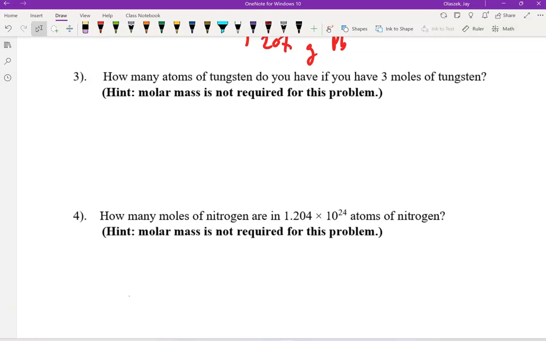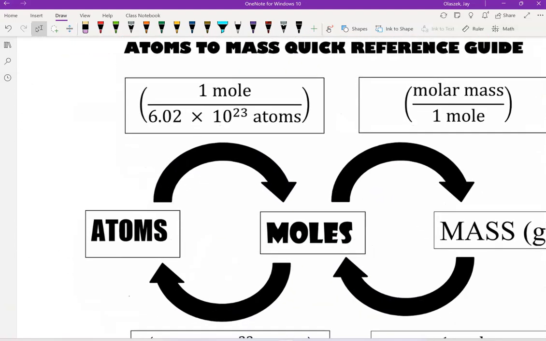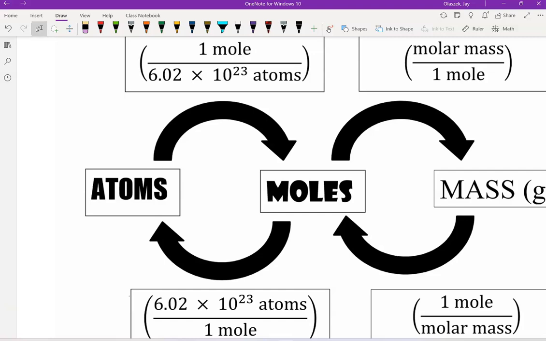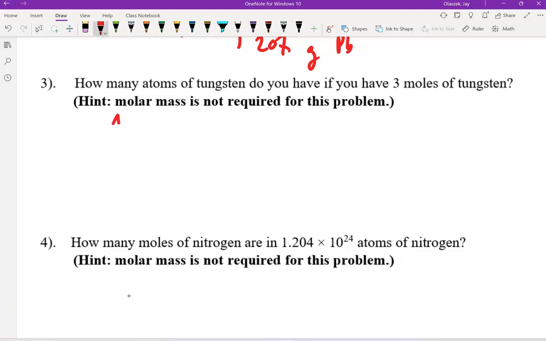Numbers 3, 4, and 5 are going to be using the other side of this molar conversion. We're going to go from atoms to moles, or moles to atoms. And notice that in no instance is molar mass required. You don't need to know molar mass. All you need to know for these is that 1 mole is 6.02 times 10 to the 23rd atoms.